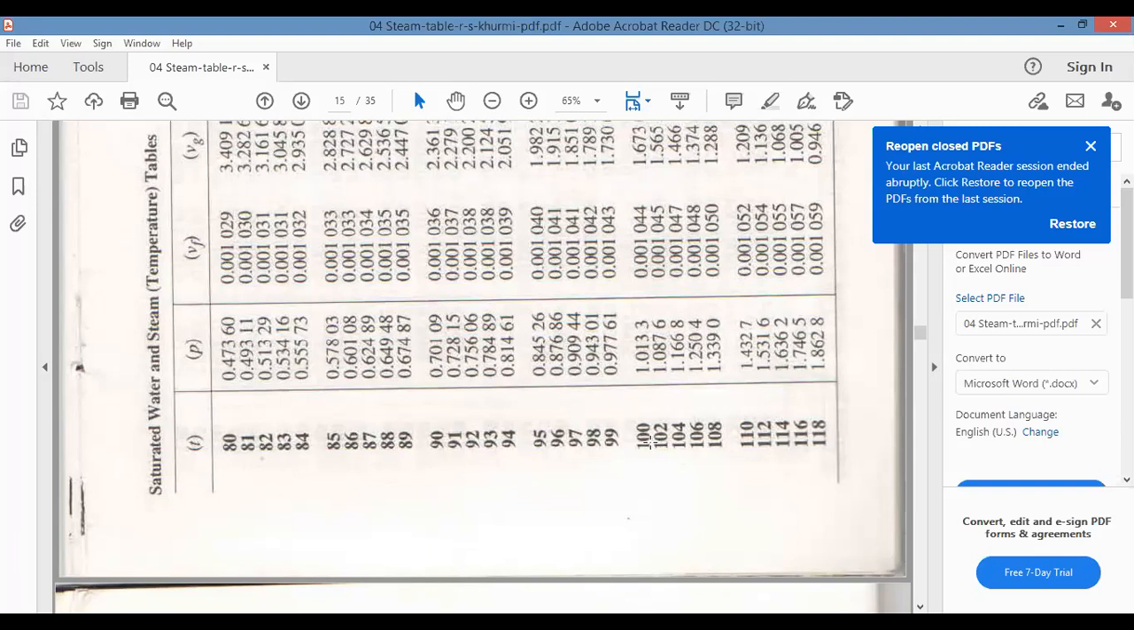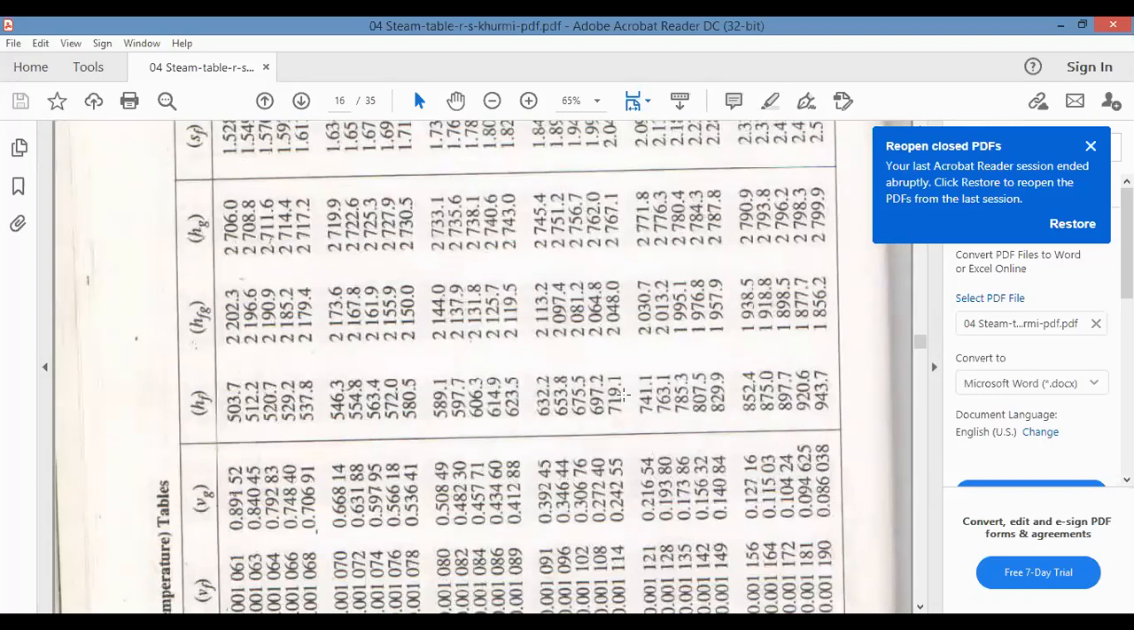If you go on increasing the pressure from 1 bar to 1.8 bar, the boiling point increases from 100 to 118. If you increase the pressure from 1.013 to 1.86 bar, the boiling point of the water would increase from 100 to 118 degrees centigrade. This is a very important understanding.